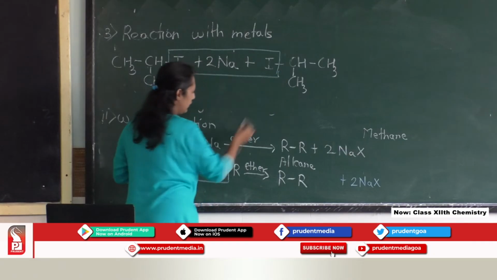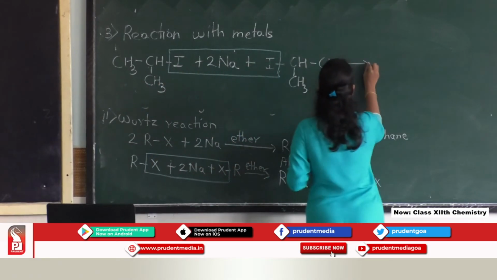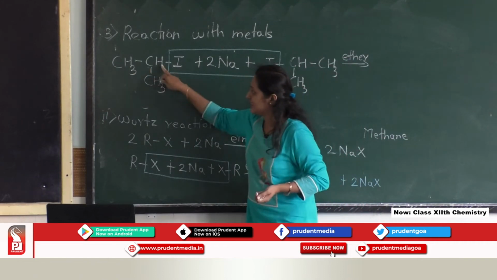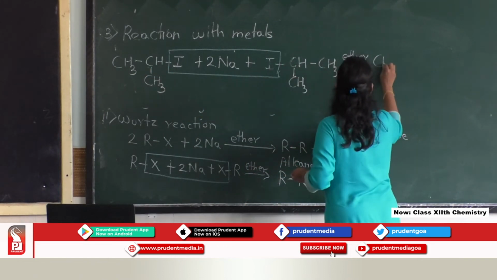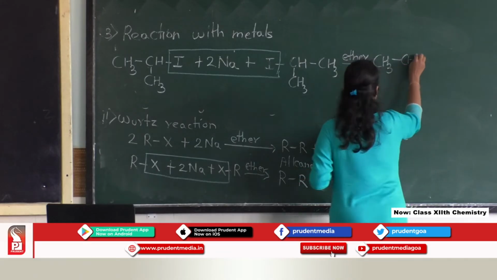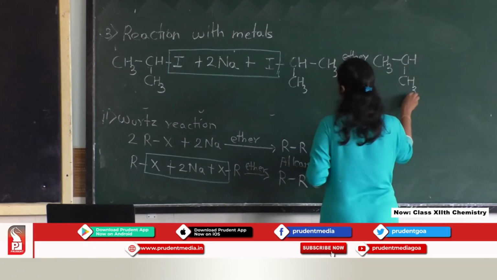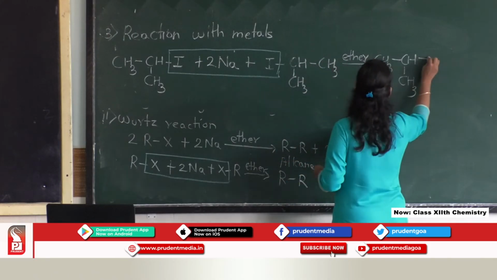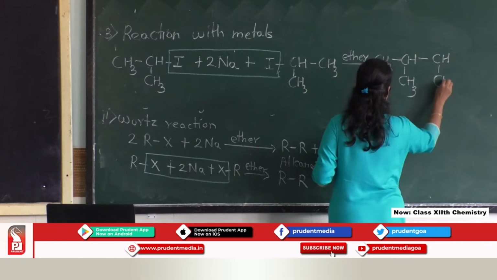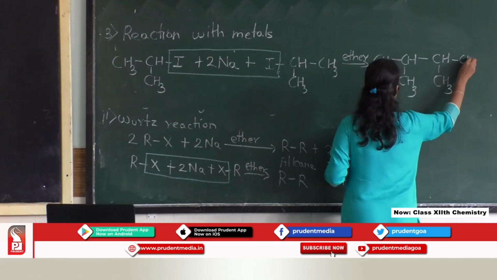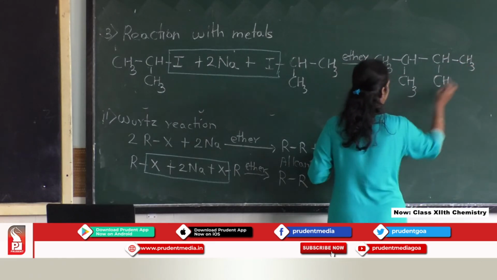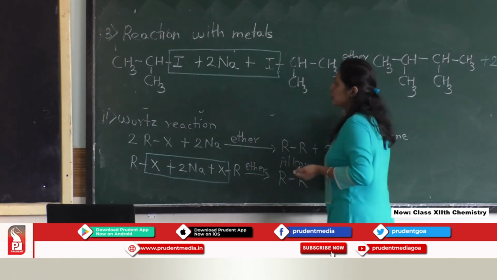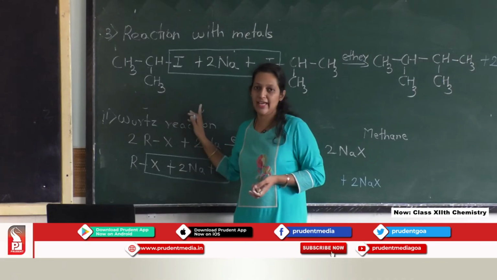Show the removal and write whatever is left. CH3 CH CH3 is left. So, that I will write first, CH3 CH CH3. This we are going to remove. This is going to get joined, that is CH CH3 CH3, plus 2 NaI, because many times the students make mistakes while writing this reaction.